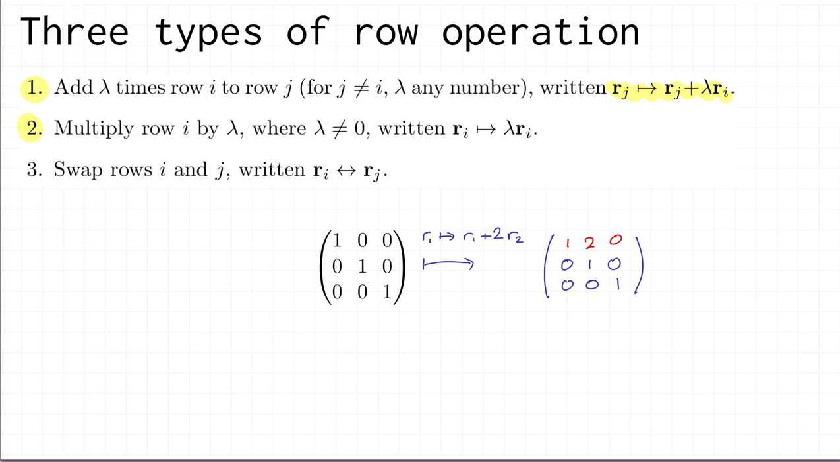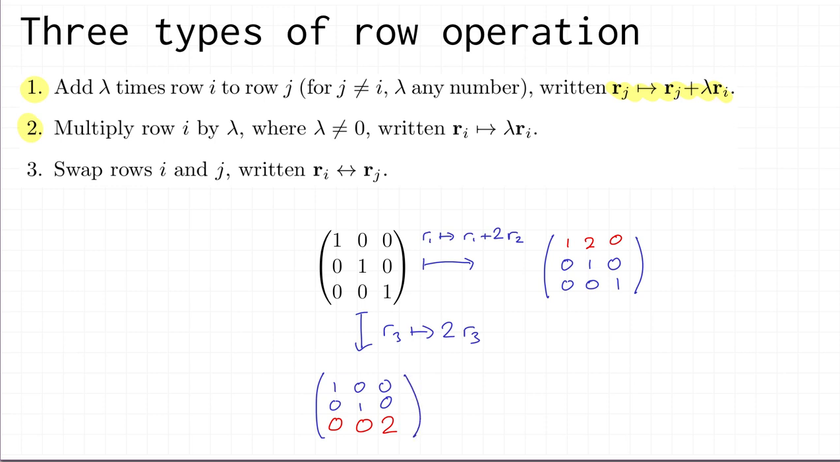So let's look at what would happen if we did this in our example. This time we're going to multiply row 3 by 2. The notation for that is row 3 goes to 2 times row 3, and the result in this case would be, well, row 1 wouldn't change and row 2 wouldn't change, but row 3 will become 2 times 0, 2 times 0, and 2 times 1, like this.